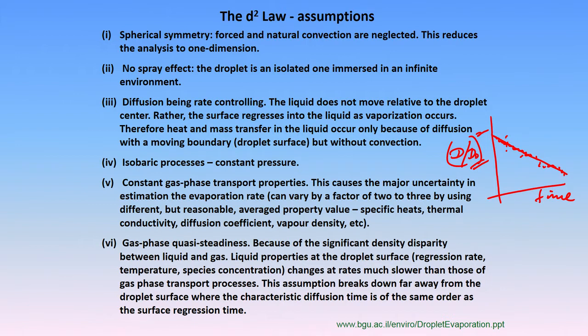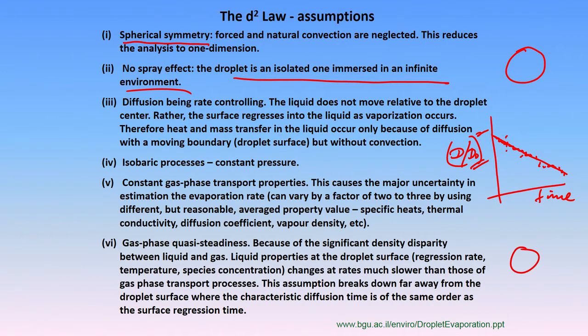Now, the D-square law has certain assumptions built in. Many people use the D-square law on a very ad hoc basis. So, the moment you have something related to a droplet you will tend to use the D-square law. The D-square law usually uses spherical symmetry. That means forced and natural convections are neglected. That means it reduces the analysis to basically one dimension, because it is spherically symmetric. There is no spray effect. That means the droplet is an isolated one in an infinite environment. So, if there is another droplet, it is so far away that this droplet does not cross talk with the other. Diffusion is the rate controlling.